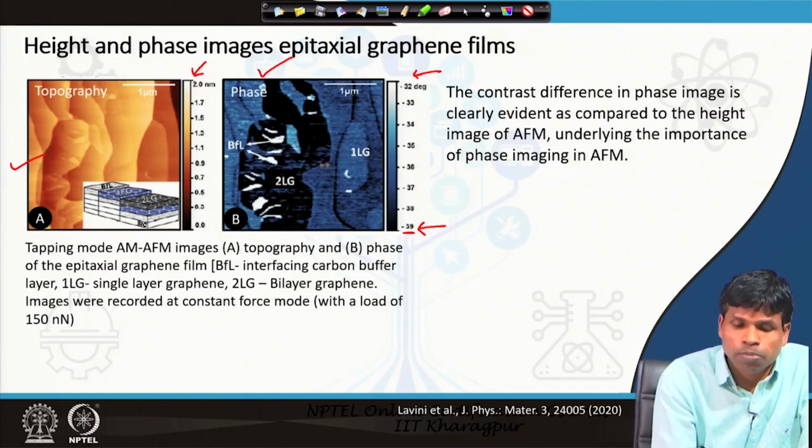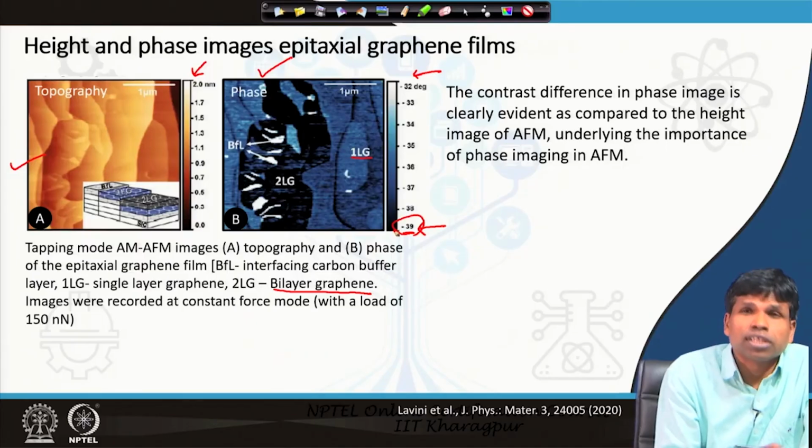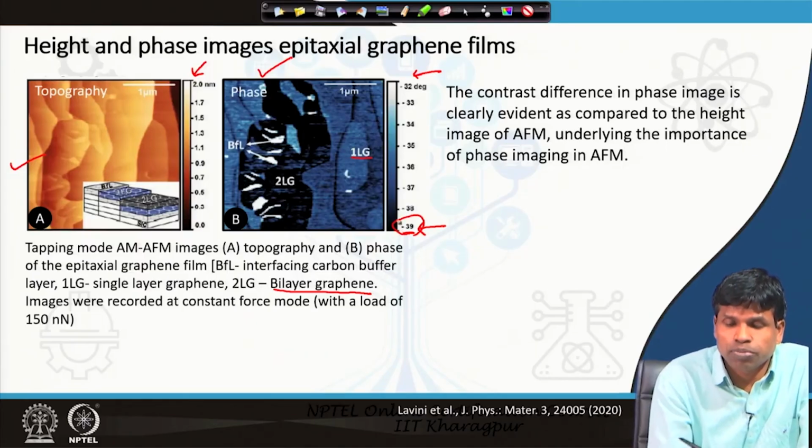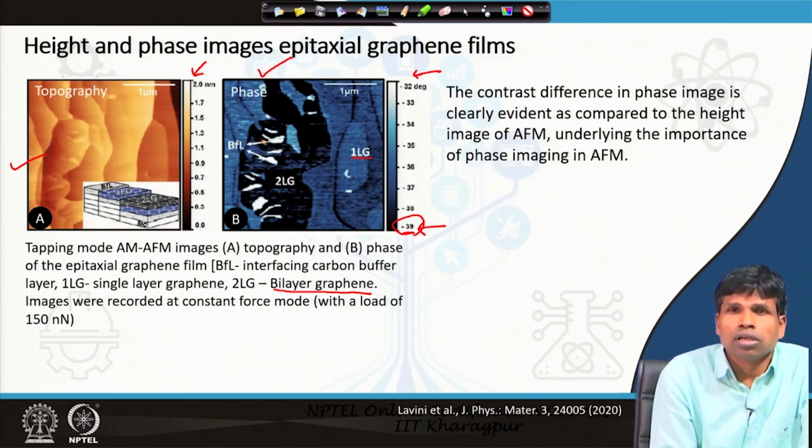In this particular case, the brightest part is due to the buffer layer, where the phase shift is less, and the darkest part is the bilayer graphene, and the less dark part is the one layer graphene. Now, as the phase shift is in the negative direction, that is due to attractive force. So, attractive force is maximum with two layer graphene, then with one layer graphene, then at minimum attractive force, or we can say it is a repulsive force, with the buffer layer graphene.